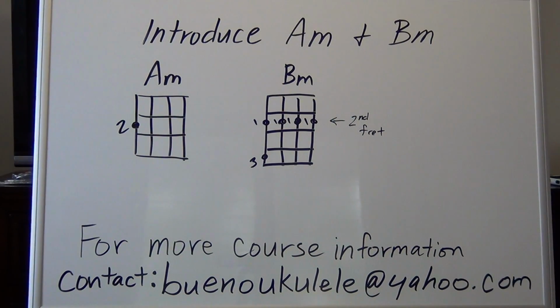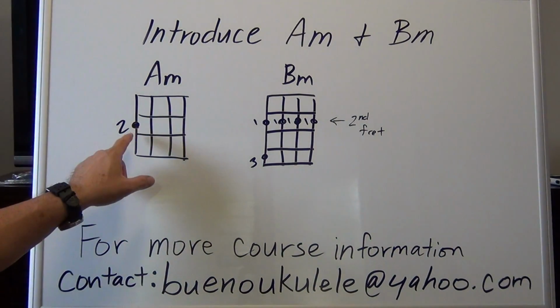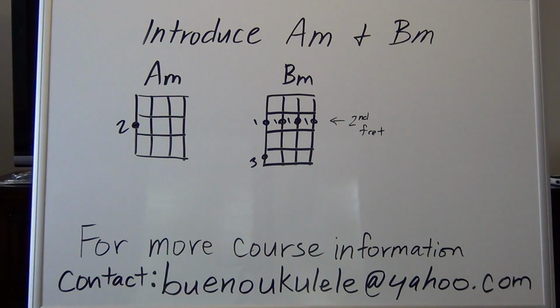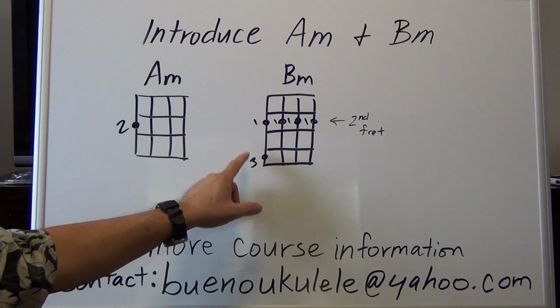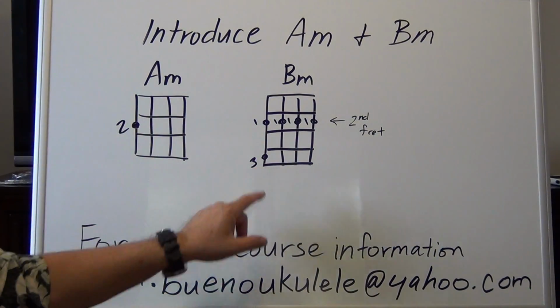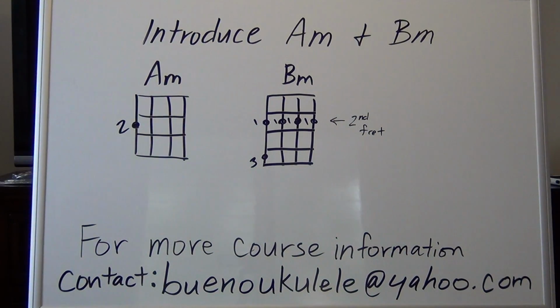As you can see here, the fingering for A minor is just your second finger on the second fret, top string. For B minor, you have a bar on the second fret with your first finger, and then you have a third finger on the top string, fourth fret.